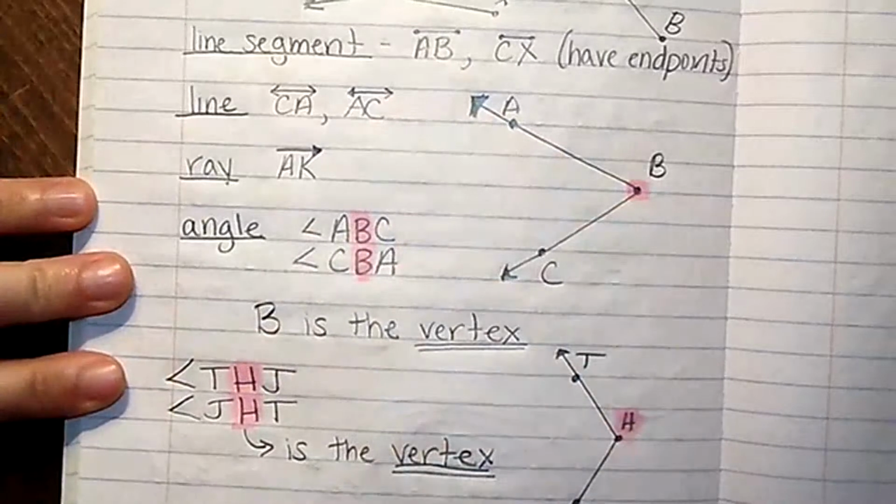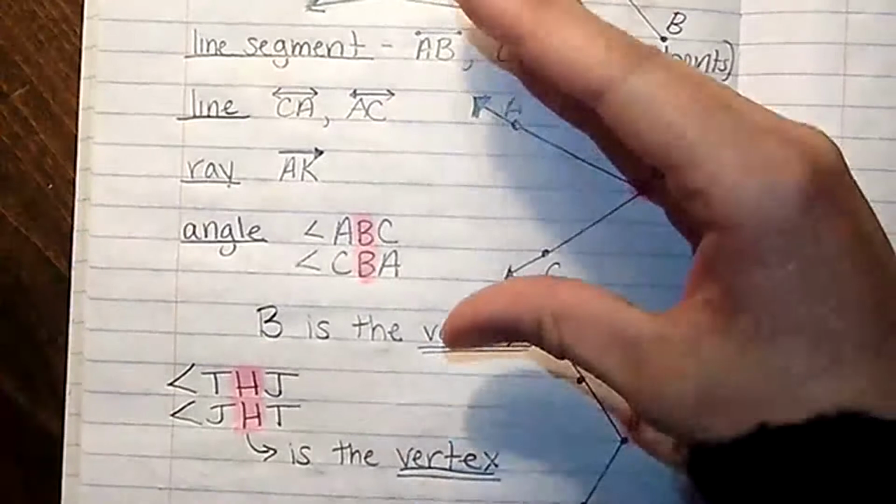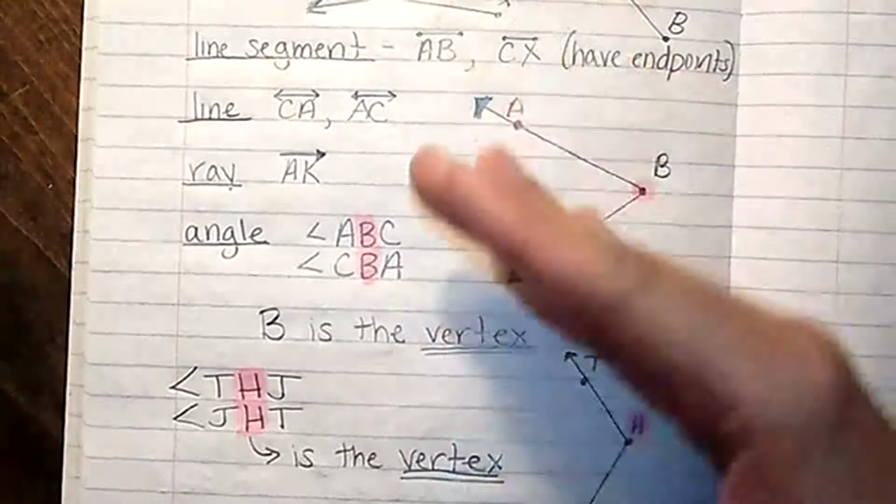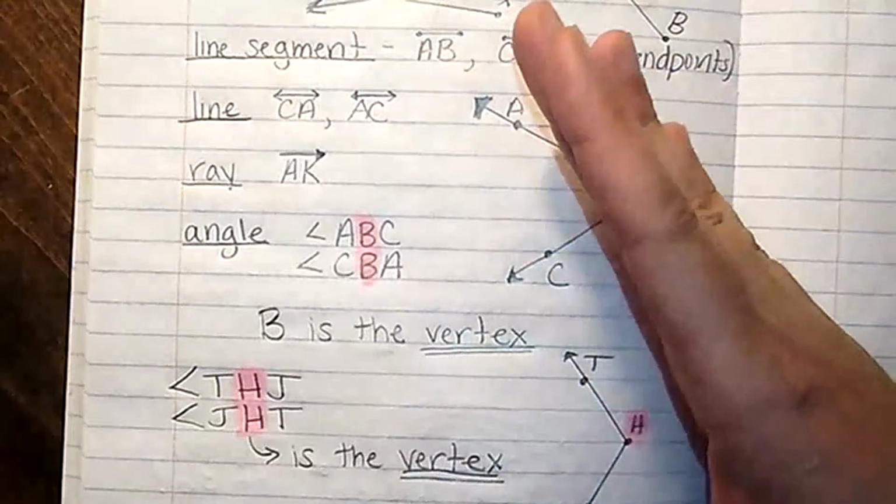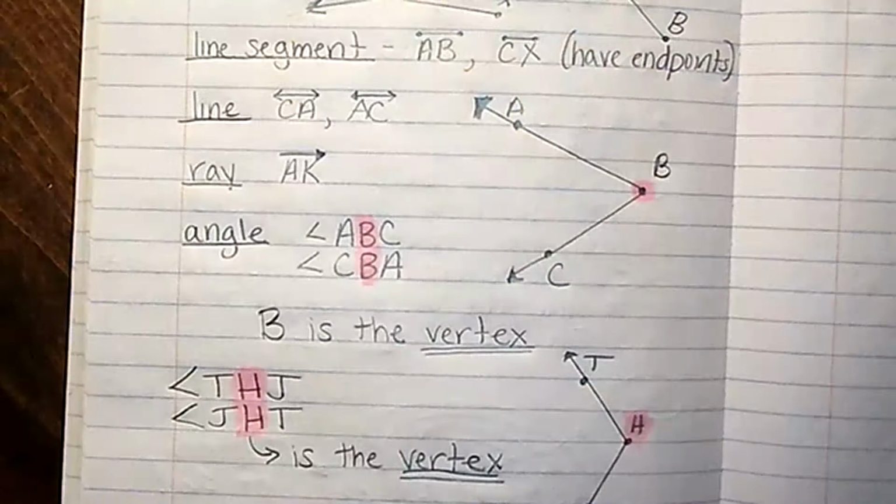And this is an example of an angle. You can see that this alligator opening is smaller and this alligator opening is really big, right? So angles have different sizes. And we'll get into that some more tomorrow.